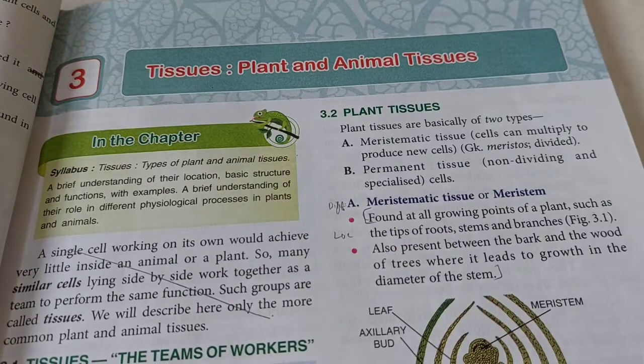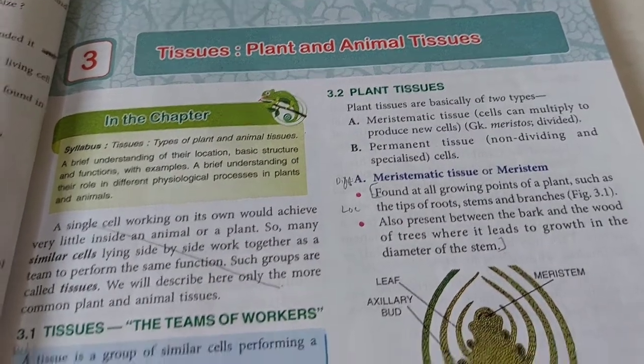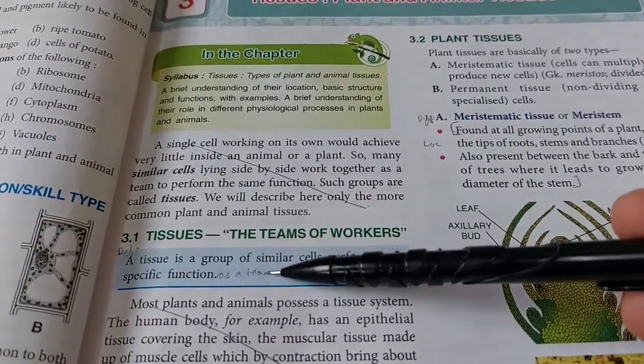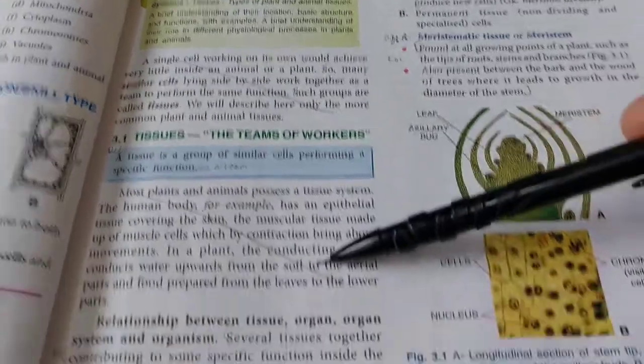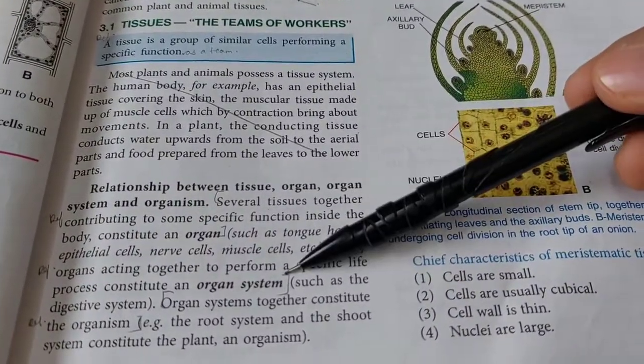9th Standard Bio, Chapter 3, Tissues, Plants and Animal Tissues. First of all, tissues are defined as a group of similar cells performing a specific function as a team. Next paragraph cancelled. Now we have definitions of organ, organ system and organism.